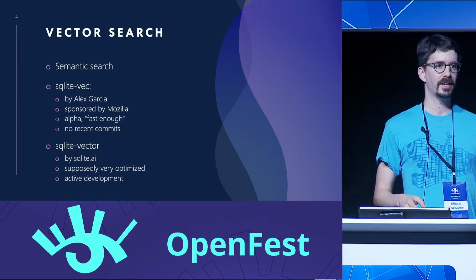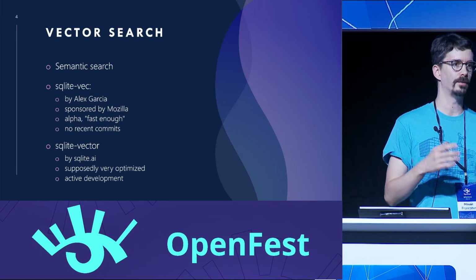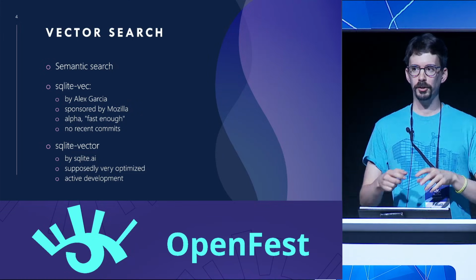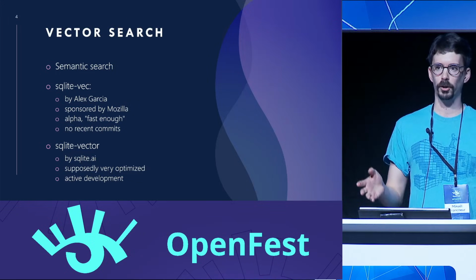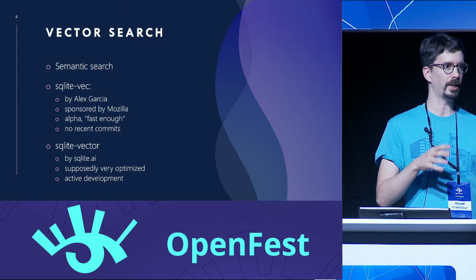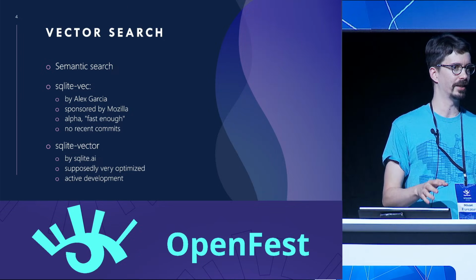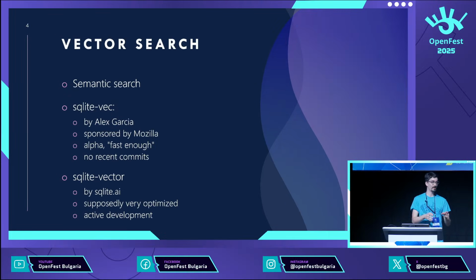So the first extension I want to get to is vector search. Vector search is very much adjacent to AI. I'm sure you've all heard of AI. Okay, awesome. So vector search, if you're not aware of what it is, is a fancy name for semantic search. And if you're not sure what semantic search is, it's another fancy name for searching by meaning or by intent.